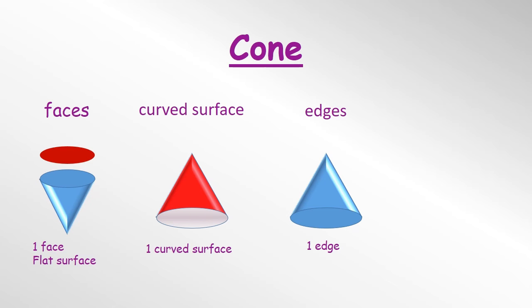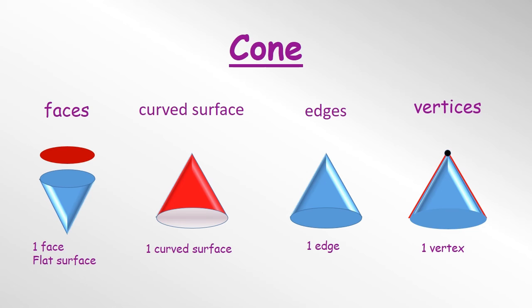Now here comes the exception, the vertex. The vertex of the cone is the point where the lines that form its sides meet. Hope that is clear and well understood. Good.